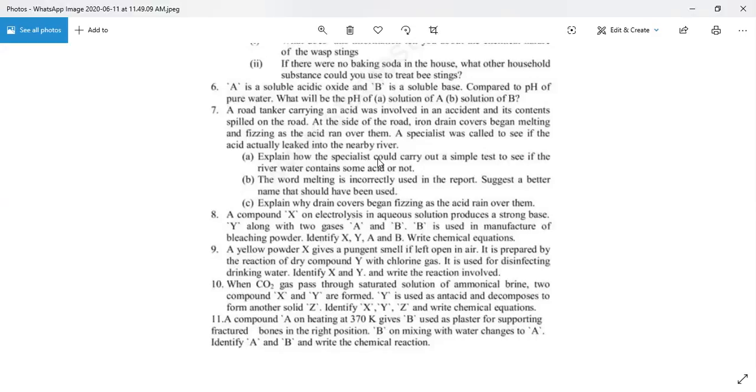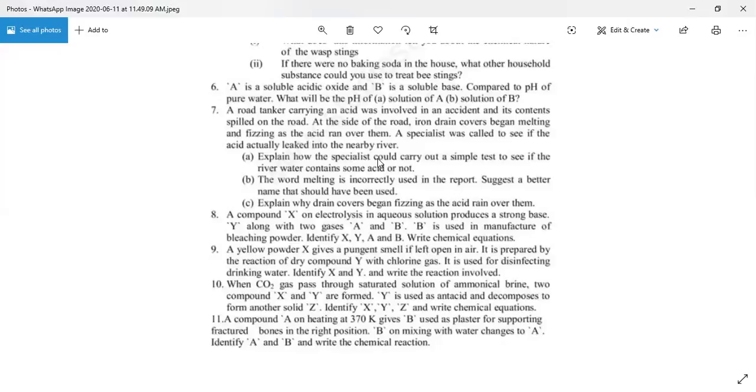Ma'am, is X sodium chloride? Y is sodium hydroxide? A is hydrogen and B is chlorine. Yes, right. And ma'am, the equation is NaCl plus H2O, on passing electricity, gives NaOH plus H2 plus Cl2. Yes, right.